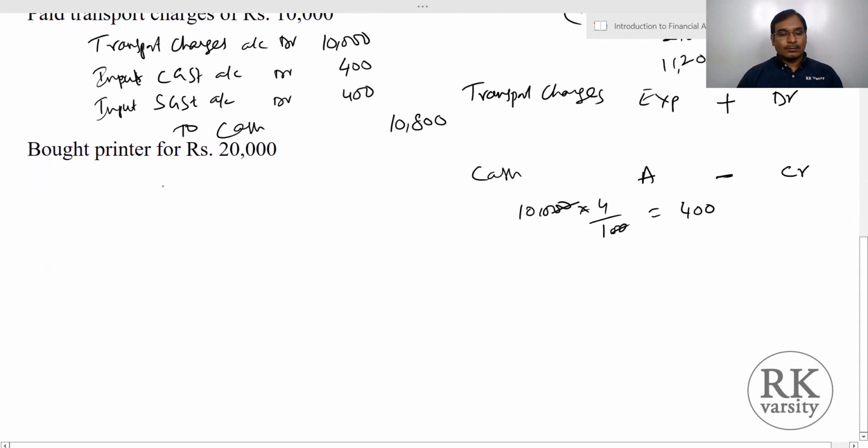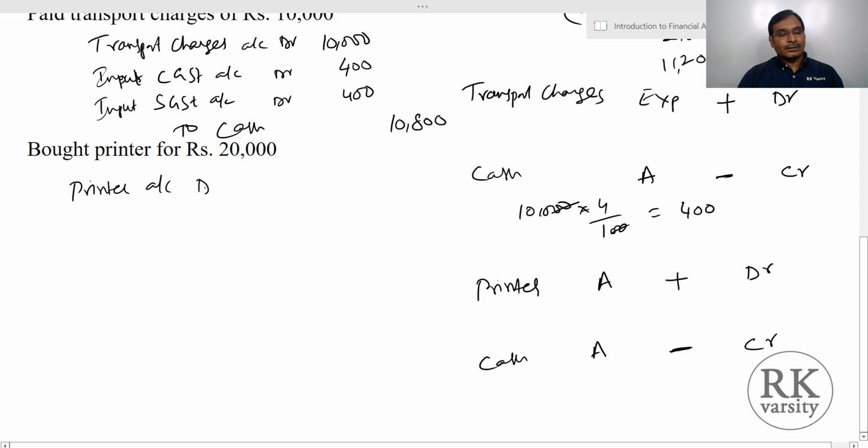Next, bought printer for rupees 20,000. So here one is a printer. This is an asset. Second, you have cash. Cash is also an asset. So there is an increase in asset, that is the printer, and decrease in asset, that is cash, because you are paying out the cash. So increase in asset is debit and decrease in asset is credit. In addition to this, you have to add the input CGST. So what will the journal entry be?